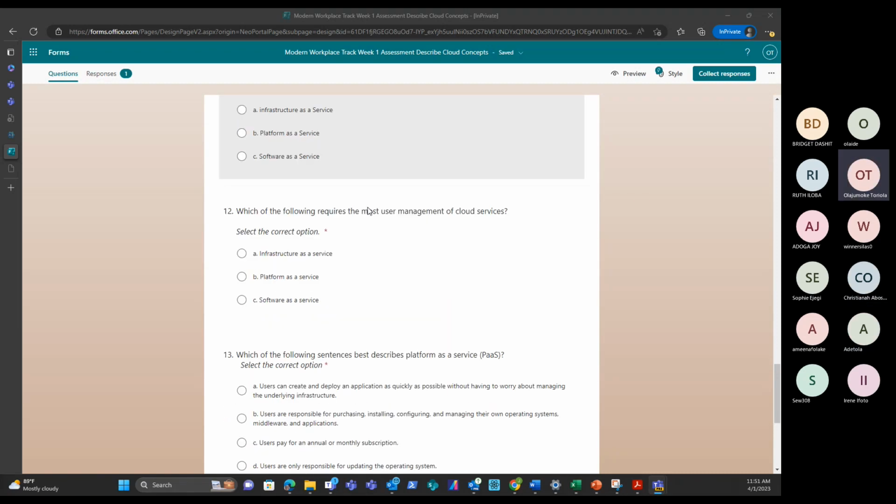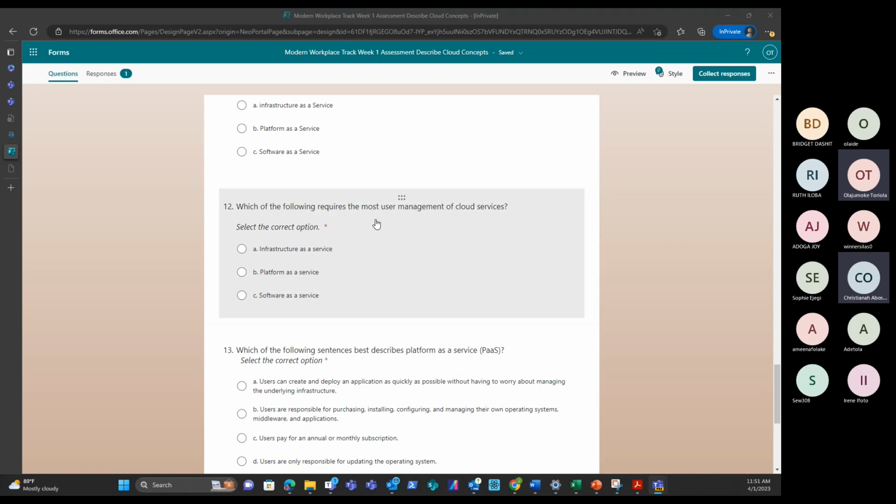Then 12, which of the following requires the most user management of cloud services? Select the correct option. Adetola, bring your hand down. Now, Ruth, what's the answer? A, B, C, or what? A. Okay, yes, that's the answer. Giving your group 3 points.